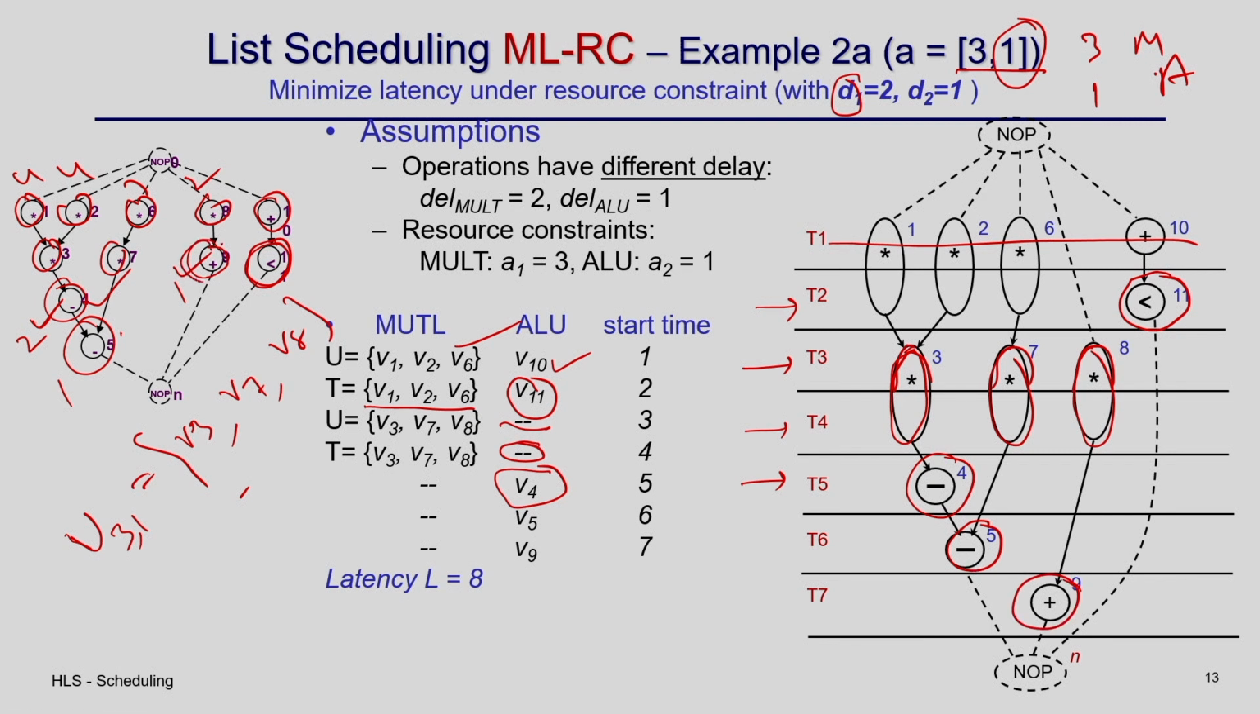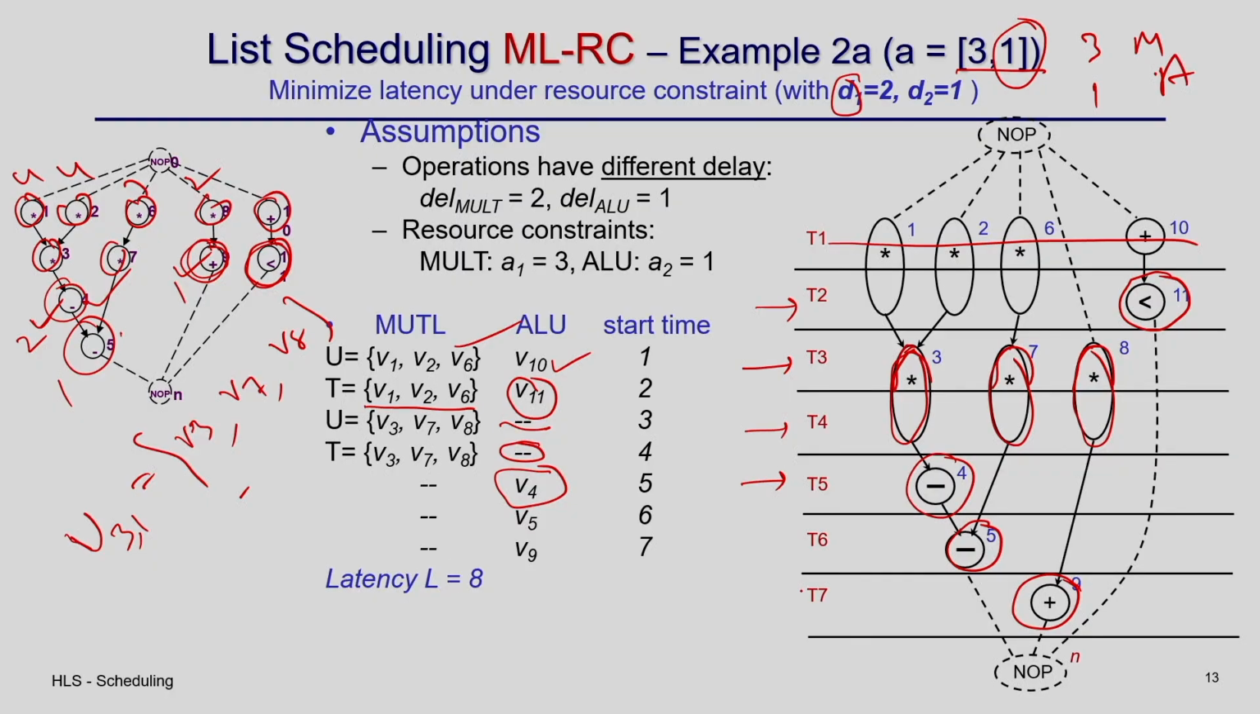Okay. So, what I got here is that with 3 multipliers, which are 2 cycle, multi-cycle operations, and 1 ALU, I need a latency of 7.